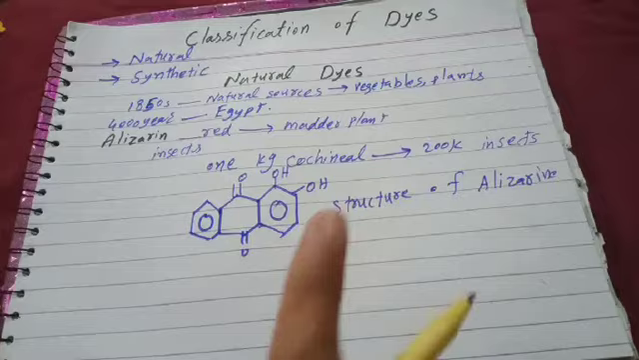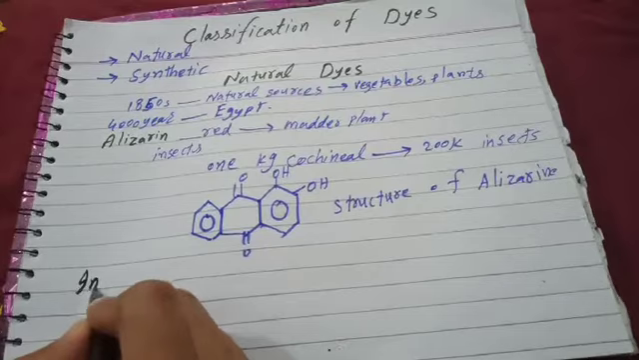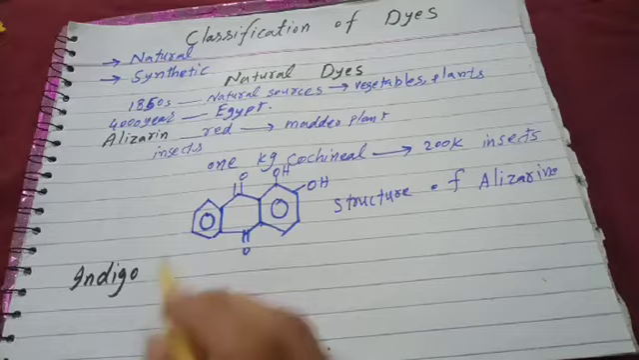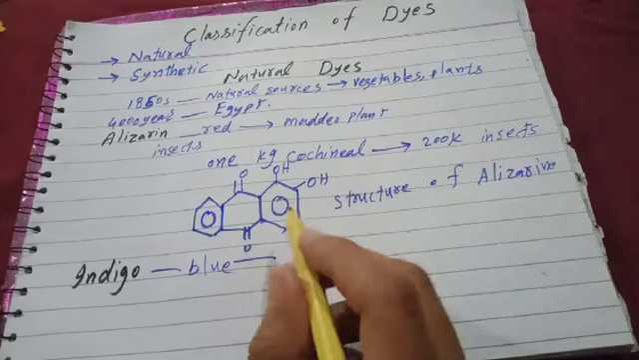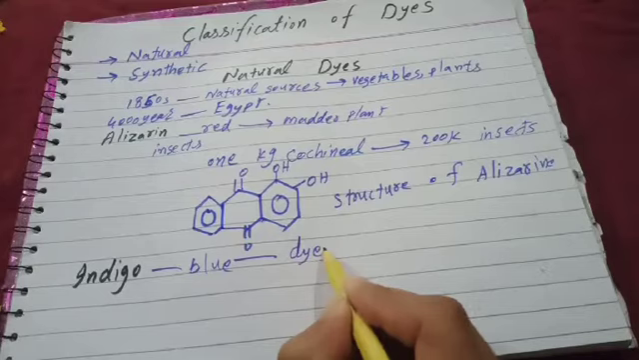The oldest known dye is the blue dye indigo, obtained in Europe from leaves of the dyer's woad herb. Indigo dye is a blue dye, and it is obtained in Europe from leaves of the dyer's woad herb.